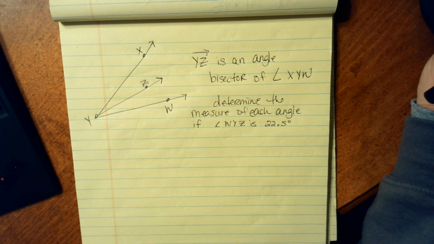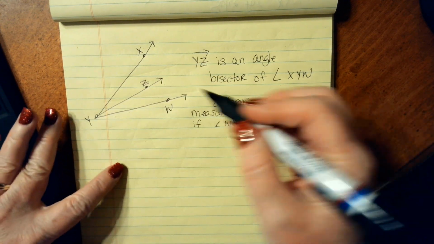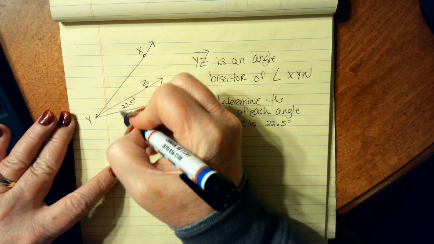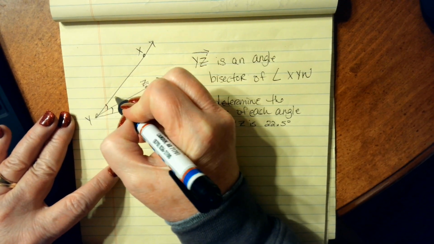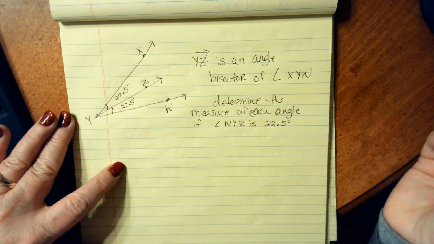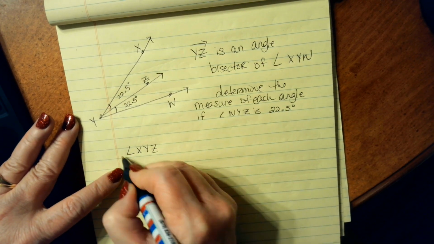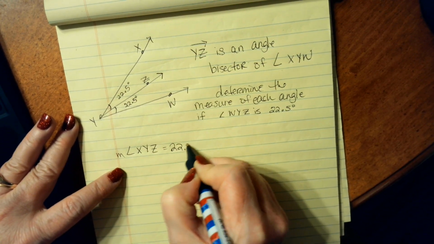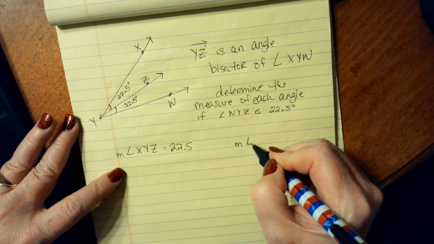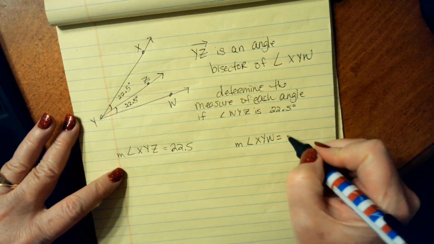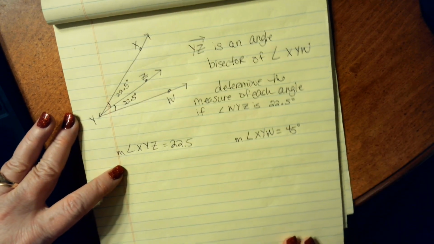Ray YZ is an angle bisector of the angle XYW. We need to determine the measure of each angle in the picture. So WYZ is 22.5. And if that's the angle bisector, then this other angle is also 22.5. So I know that angle XYZ has a measure of 22.5. Let me also find the measure of angle XYW. Well, it's equal to those two added together, which is 45 degrees.